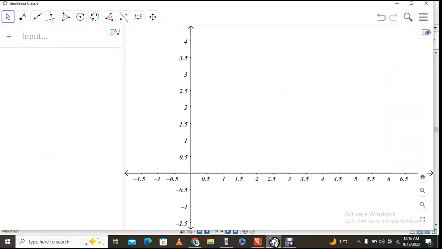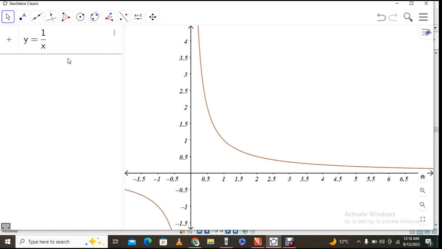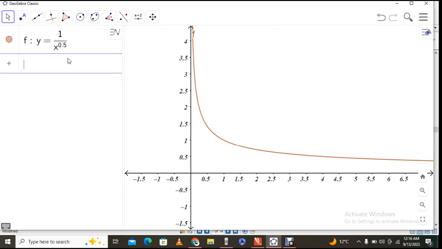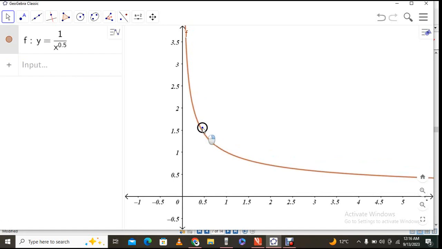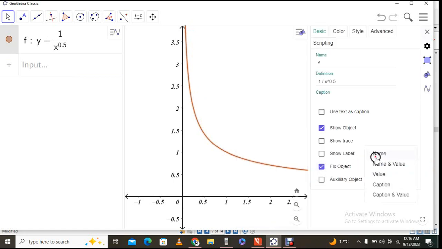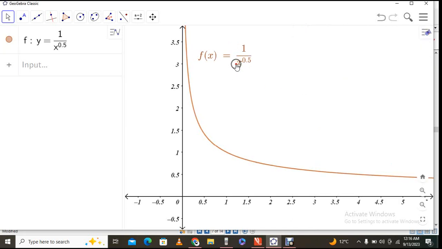I'm going to use the software GeoGebra, and this is nothing but y equals 1 over x, raised to the power of a half, which is the same as 0.5. So that is the function, and that's how that function is. Let me just label the function. Let's go to the settings, and it will have the name and value so you can see the function. Okay, so this is our function here.